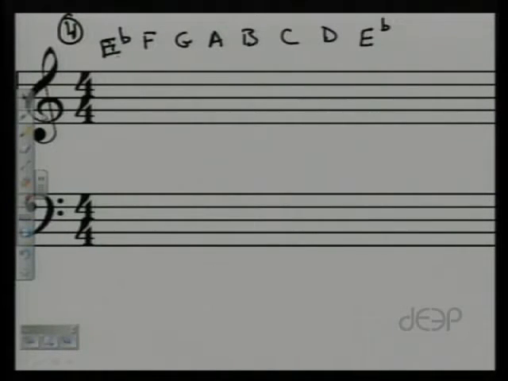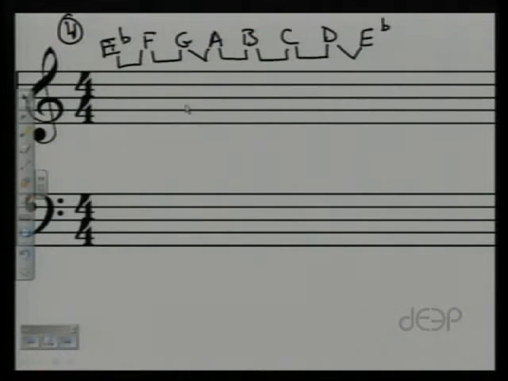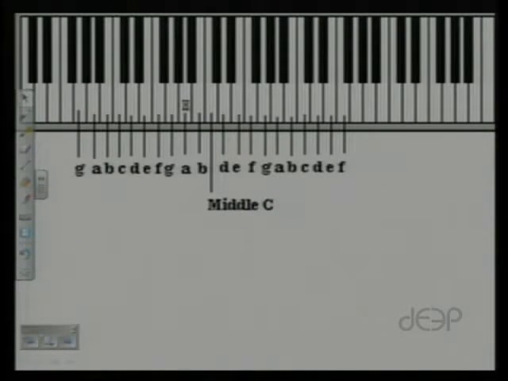Put in your whole step, half step pattern. Whole, whole, half, whole, whole, whole, half. Refer back to your piano keyboard all the time. From E flat to F needs to be a whole step. Let's find our E flat. Here's E flat. 1, 2. There's F, so that's fine.